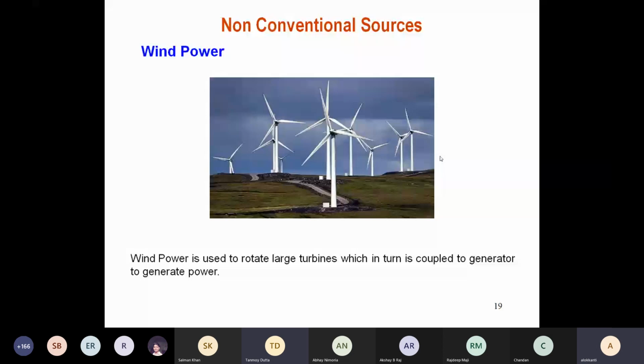That is a very good question. The wind has to be consistent. If there is no wind, then it cannot generate power. So in that case, there will be no generation. At that time, the power has to be provided by using other sources.